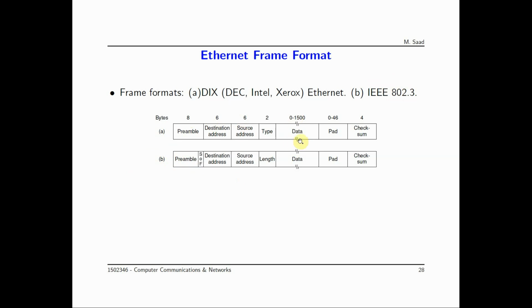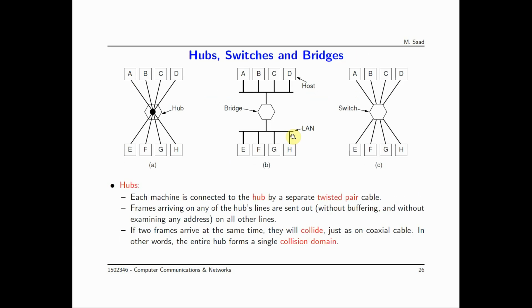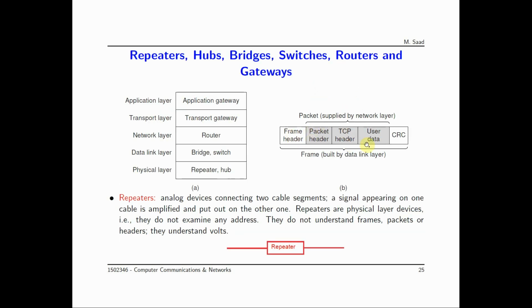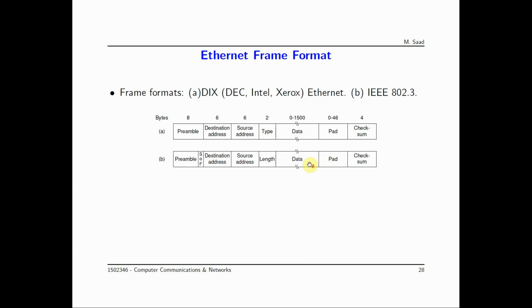What you see here in the middle is the data, the actual data that comes from the layer on top. This data contains the packet, the whole packet that comes from layer 3, the network layer. This is what we call data here in the context of the frame. According to Ethernet, that data is allowed to be anything from 0 to 1,500 bytes. More than 1,500 bytes is not allowed.